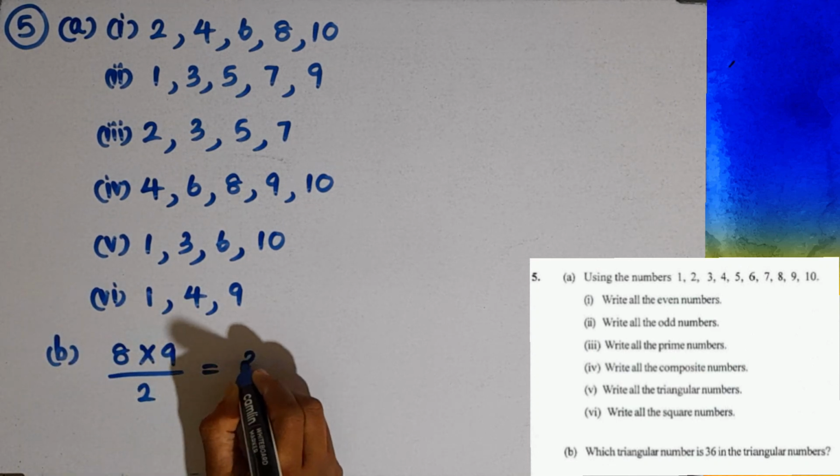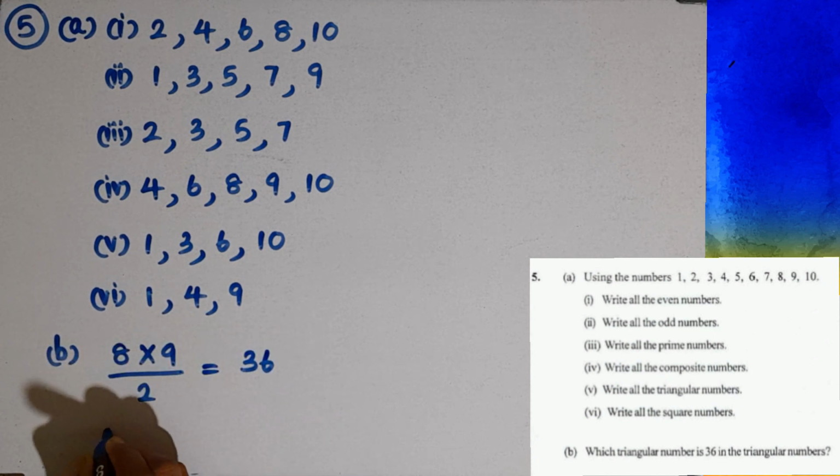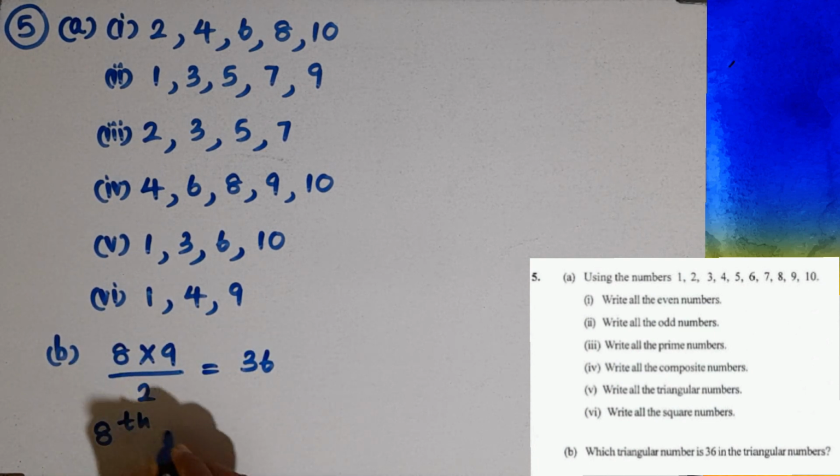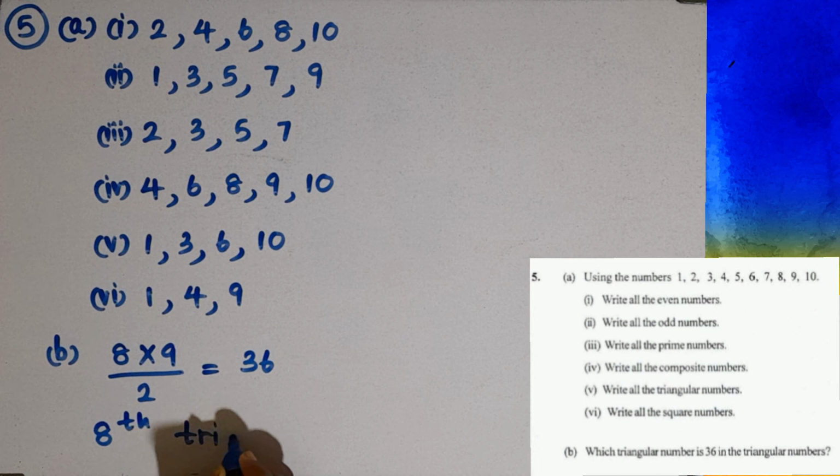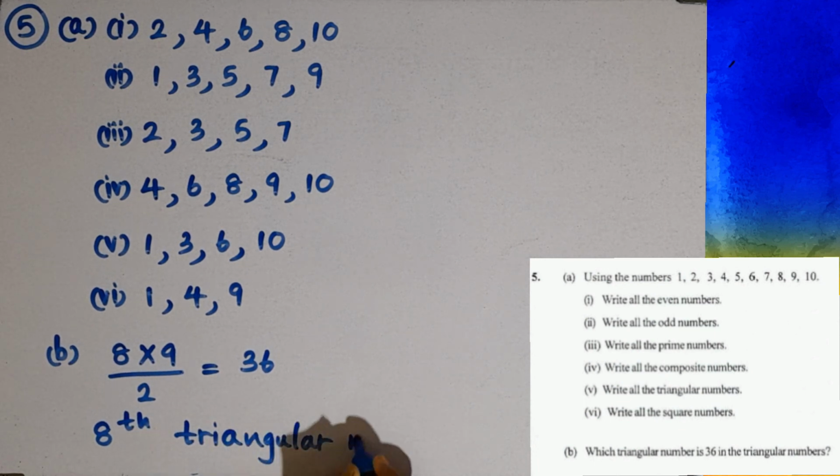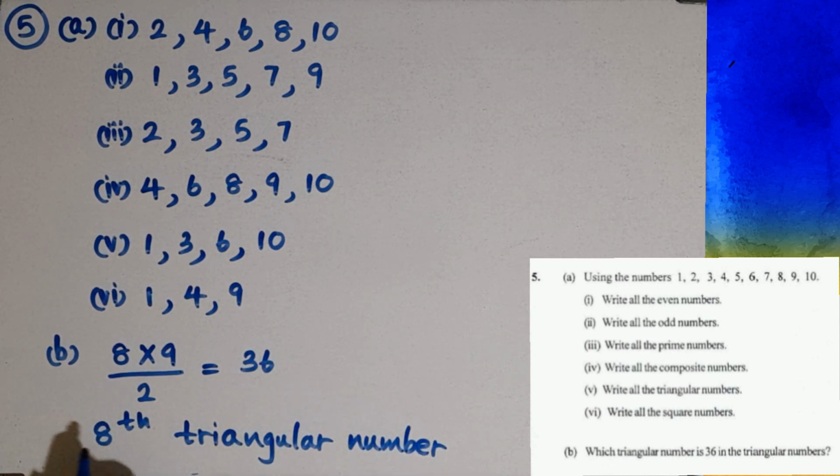This is equal to 36. Because of that, this is the 8th triangular number. Or you can add the numbers from 1 to 8 and take the sum as 36.